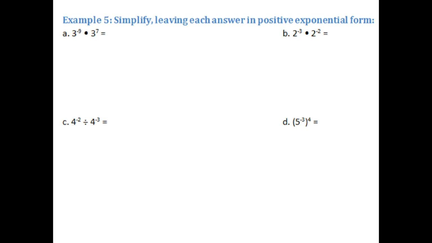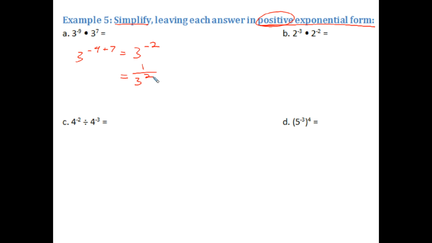A few more examples. Simplify, leaving each answer in positive exponential form. That actually is how you simplify. So when you have a simplified answer, you don't have any negative exponents. So part A, 3 to the negative 9 times 3 to the negative 7. We're multiplying, so what we're going to do is we're going to add these exponents. Negative 9 plus negative 7 is negative 16, but we can't leave it like that because we want positive exponential form. And so this is a negative exponent, so 1 over 3 to the positive power.